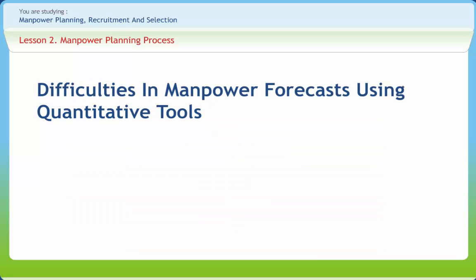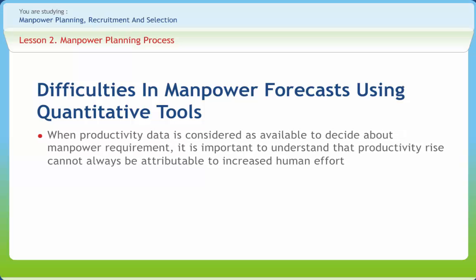There are certain difficulties in manpower forecast using quantitative tools. When productivity data is considered as available to decide about manpower requirement, it is important to understand that productivity rise cannot always be attributable to increased human effort. Thus, increase of productivity due to changes in technology or the sum total of operational and managerial efficiency are the factors which need to be integrated while doing manpower forecasts. But developing manpower planning models integrating the above 2 productivity variables is not so easy for obvious computational difficulty.